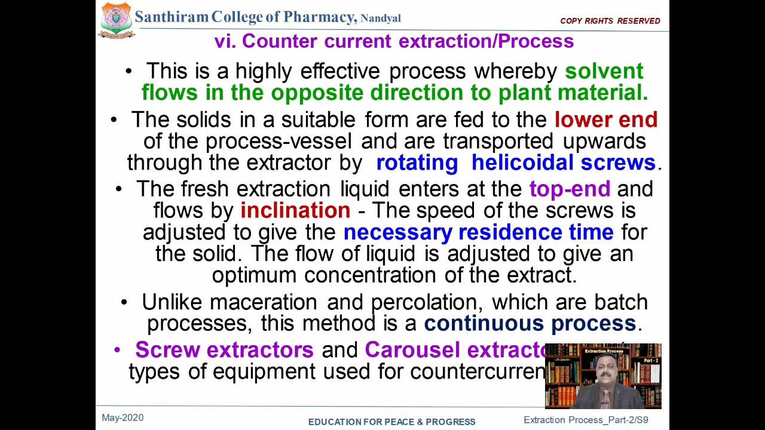And the screw extractors, these screw extractors are also called carousel extractors, and these are two types of equipment which are used for counter current extractions, right? Screw type extractors and carousel extractors are used for the counter current extraction process, two different equipments which are used for counter current extraction.